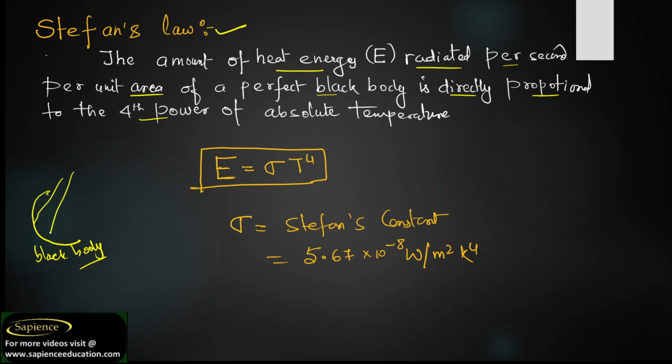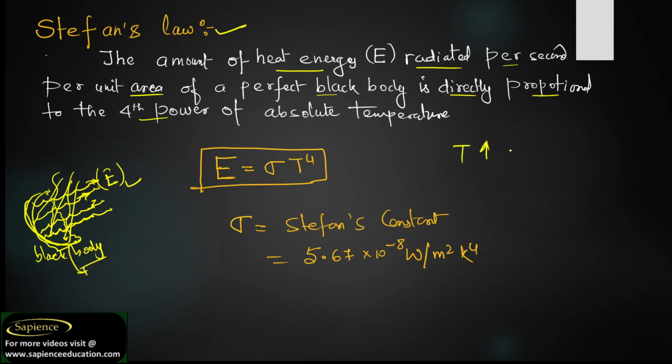Whenever light is incident on this, 99.99% of the light will get absorbed, and the amount of heat energy radiated per second... Whenever any heat or light is incident on a black body, after absorption of the heat energy, radiation will start coming out, and the radiation per second per unit area, that is E, is directly proportional to the fourth power of the temperature of the black body.